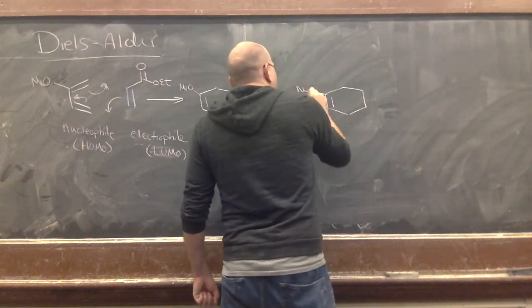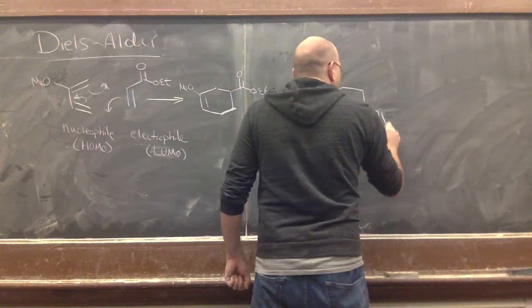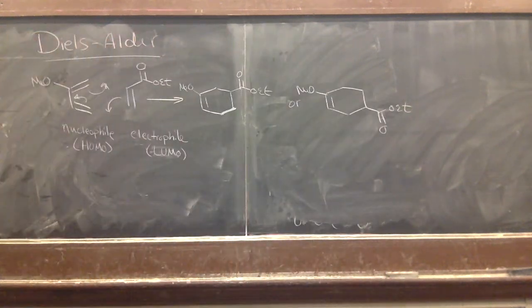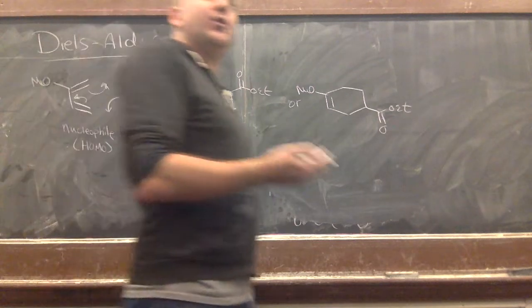So the Diels-Alder, right, is that when you have non-symmetric systems, you can in principle get a couple different regioisomers. And you guys are going to need to be able to predict which of those two regioisomers you might get.